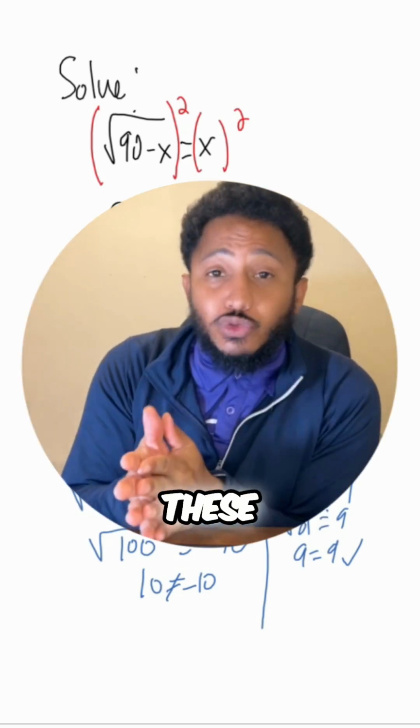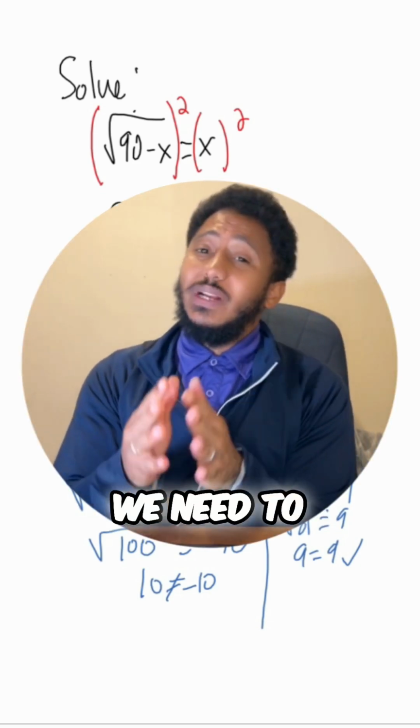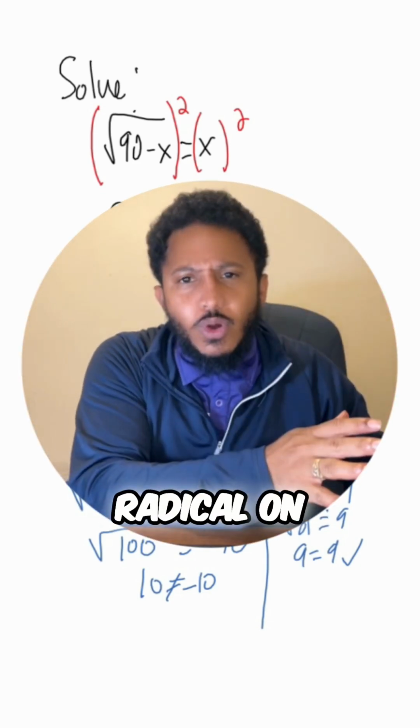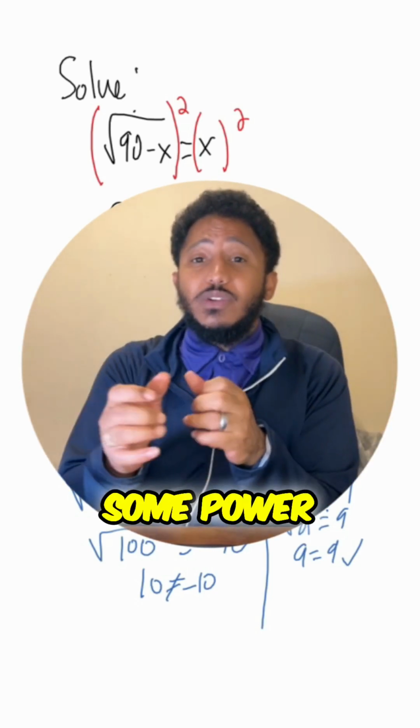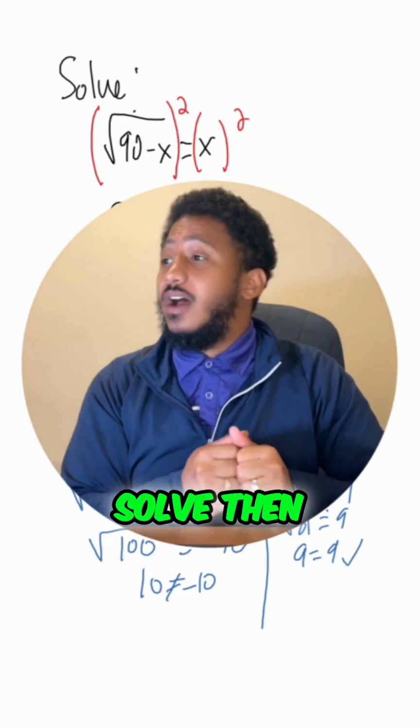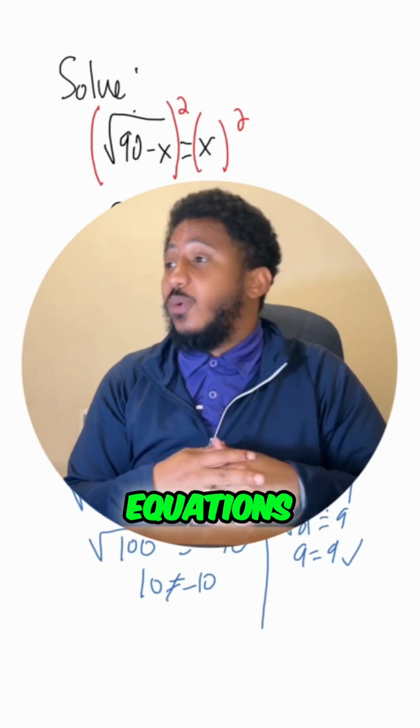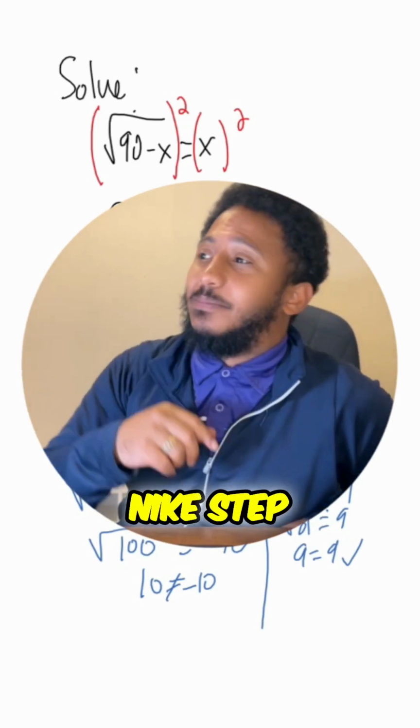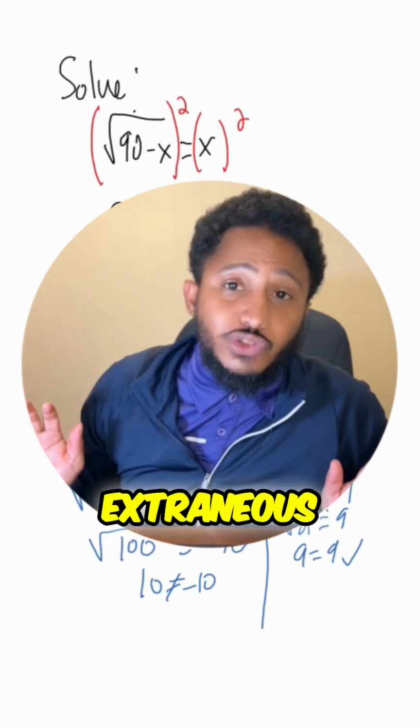So when solving these radical equations, it's not too bad. Get the radical on one side, raise both sides to some power to get rid of that radical, solve then with all the other tools that we have for solving equations. But definitely check it. Nike step, check that, okay, to make sure we don't get any extraneous solutions.